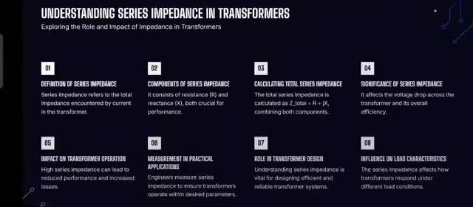Series impedance refers to the total impedance encountered by the current in the transformer. It consists of resistance and reactance, both crucial for its performance. The total impedance Z total is calculated as the vector sum of resistance and reactance. High series impedance can lead to reduced performance and increased losses. Engineers measure series impedance to ensure transformers operate within desired parameters. Understanding series impedance is vital for designing efficient and reliable transformer systems. The series impedance affects how transformers respond under different load conditions.